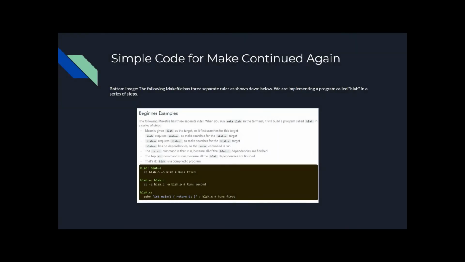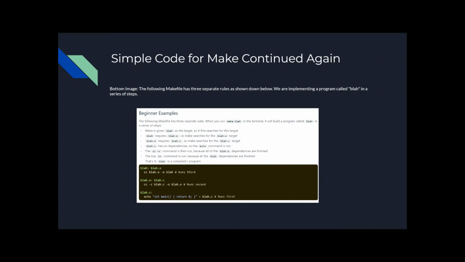Simple code for Make continued. Bottom image. The following makefile has 3 separate rules as shown down below. We are implementing a program called blah in a series of steps. And this is what the picture says if you can't see it. Beginner examples. When you run make blah in the terminal, it will build a program called blah in a series of steps, as below. Make is given blah as the target, so first it searches for this target.